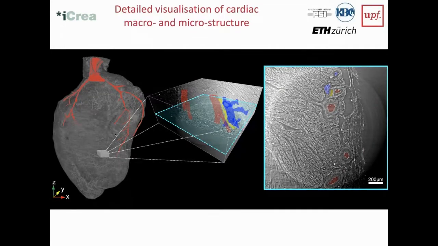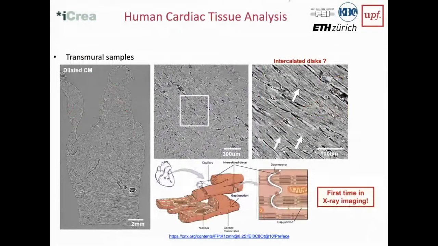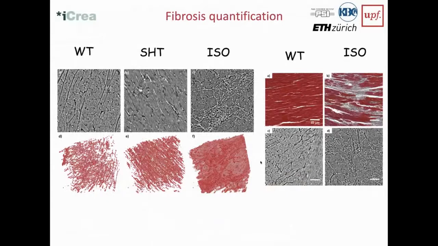We look at the whole heart sizes, and we can really go into detail. You can even image up to single red blood cells in this way in intact hearts. Here you see some other examples. We really can look at the cellular level with this kind of imaging in large chunks of tissue.